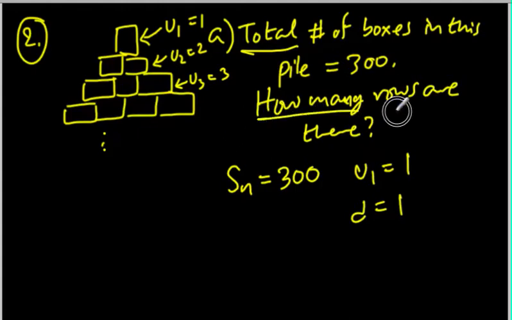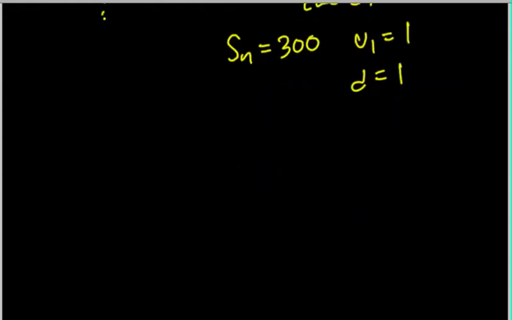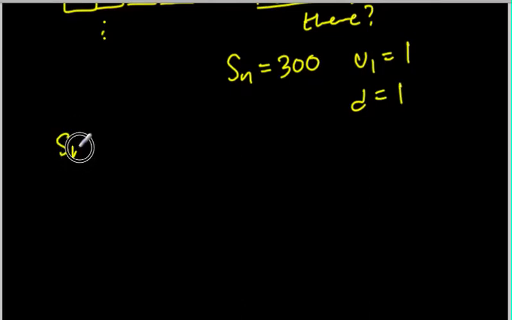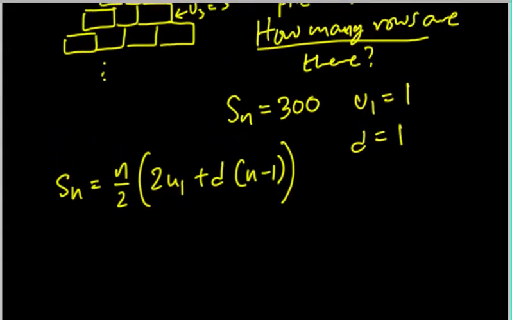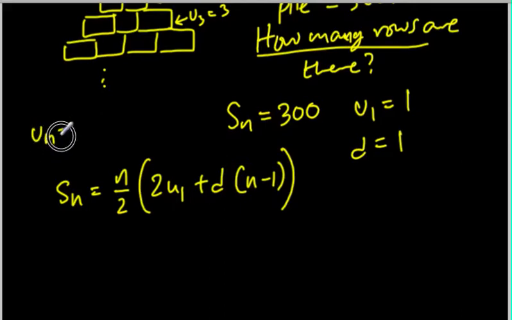So now the goal is, how many rows are there? In other words, what we need to find out is the number n, because we need to find the row at which the sum of everything will add up to 300. So how do we do that? We use the Sn equation. We know that Sn is equal to n over 2 times 2u1 plus d times n minus 1. You might ask, why don't we just use the sequence formula, which is un equal to u1 plus d times n minus 1?